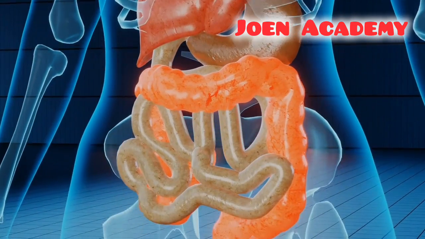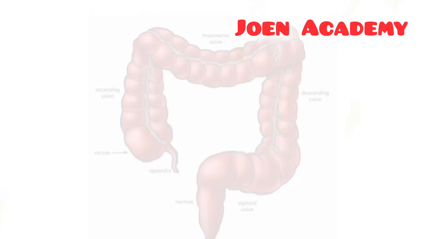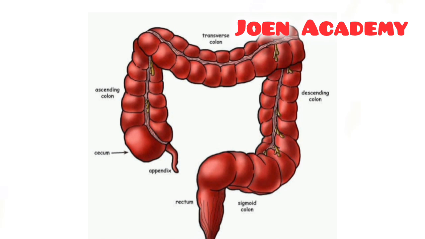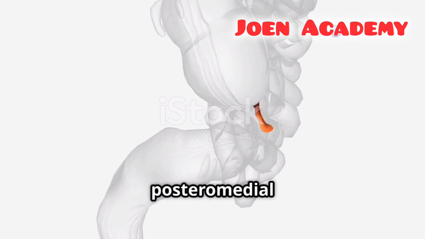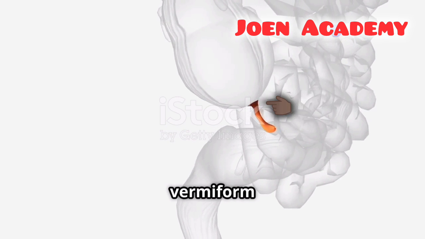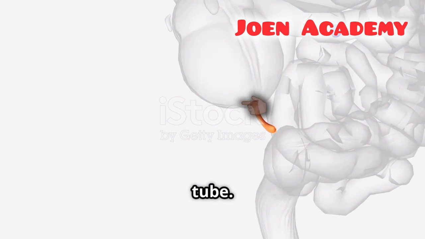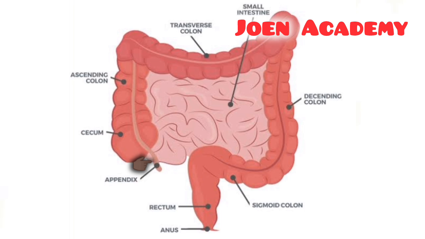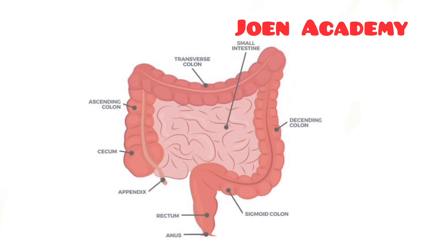The journey through the large intestine begins at the cecum. This is a blind pouch situated in the right iliac fossa, just inferior to the ileocecal valve. The ileum empties its contents into the cecum through this valve, which prevents backflow. Attached to the posteromedial aspect of the cecum is the vermiform appendix, a narrow, worm-like tube. While often considered vestigial, the appendix is rich in lymphoid tissue and may play a role in gut immunity and repopulating gut flora. However, it is more famously known for appendicitis, a common surgical emergency. The cecum itself acts as a reservoir for chyme received from the ileum.